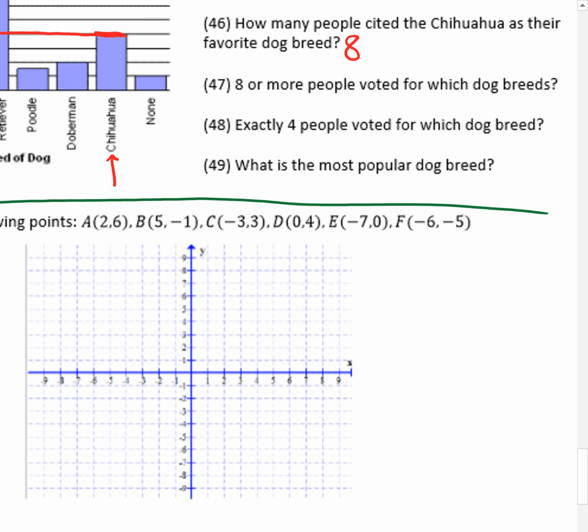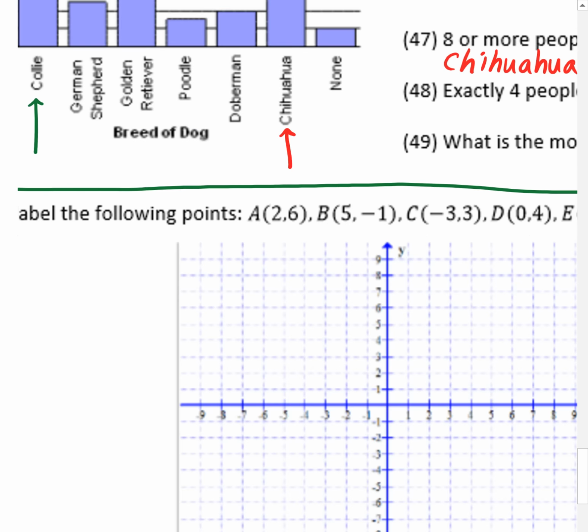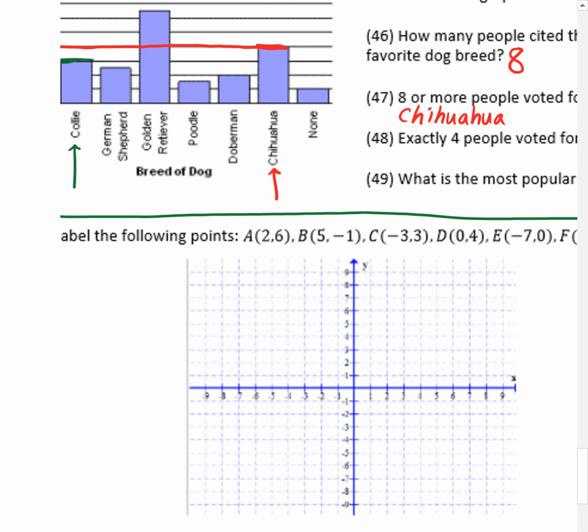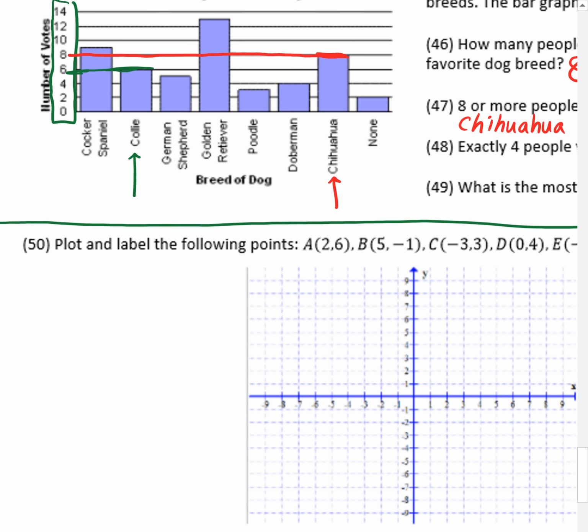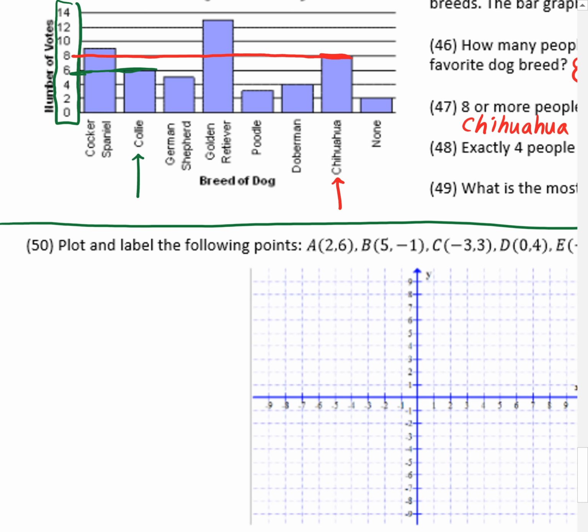Number 47 says, 8 or more people voted for which dog breeds? Well, I can kind of cheat and say Chihuahua. I just found that out. I love it when I do work and it helps me twice. So what you're looking for is how many of these bars are at least as tall as that red line I just drew, because that was 8 people. Anything below that is less than 8 people. Anything above that is more than 8 people.